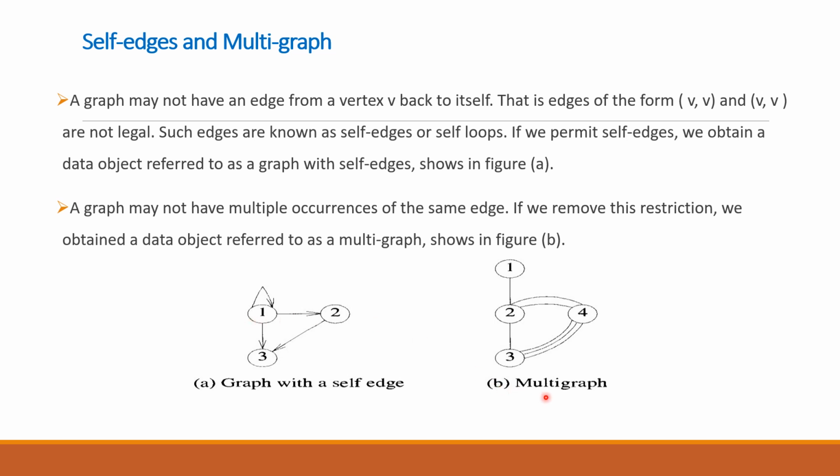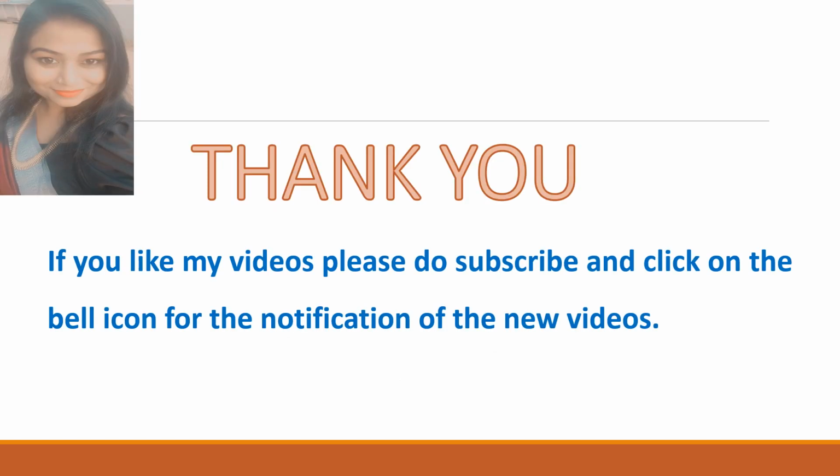Then the multigraph. A graph may not have multiple occurrences of the same edge, but here we are using them. If we remove these restrictions, we obtain the data object referred to as a multigraph. In this diagram, look, between 2 and 4 we have drawn 2 lines. Similarly between 3 and 4 we have drawn 3 lines. So we have formed multiple edges. So that is called a multigraph.